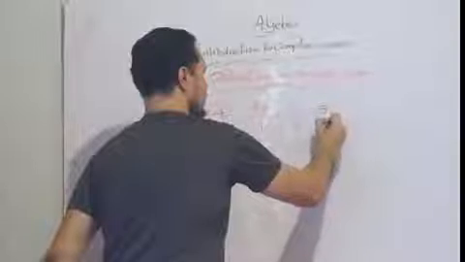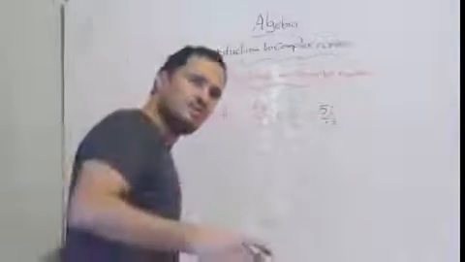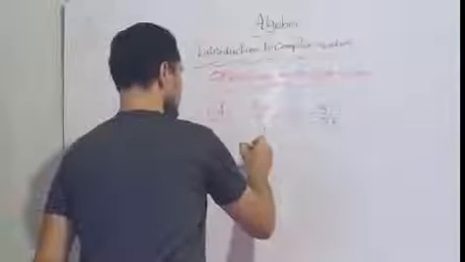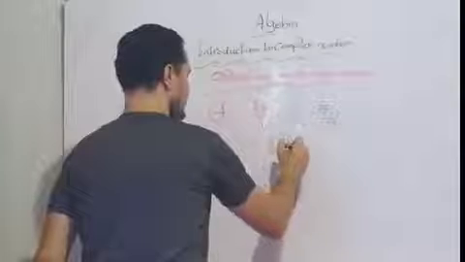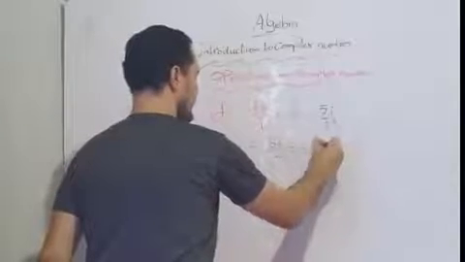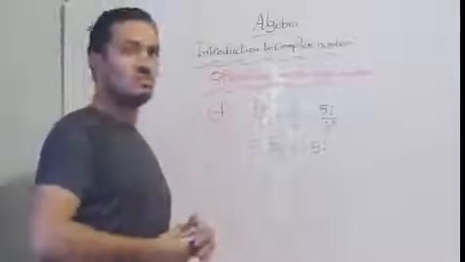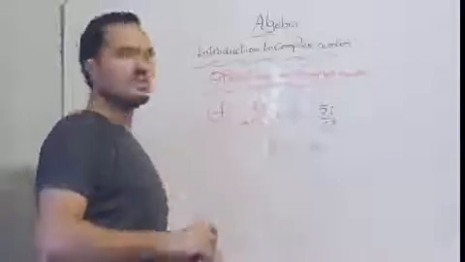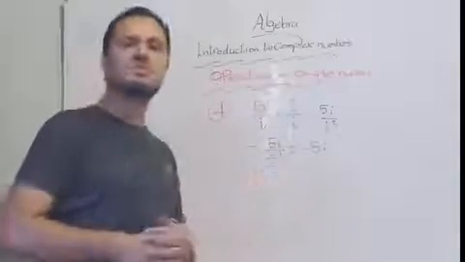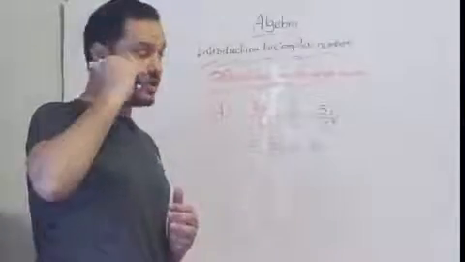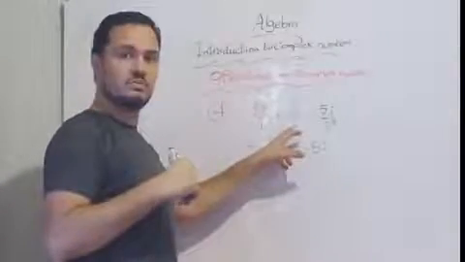So 5 over i times i over i, the result will be 5i over i power 2. What's the value of i power 2? i power 2 is negative 1. So the result will be 5i over negative 1, or negative 5i as a final result. So if you want to cancel the imaginary part from the denominator, just multiply by i over i.